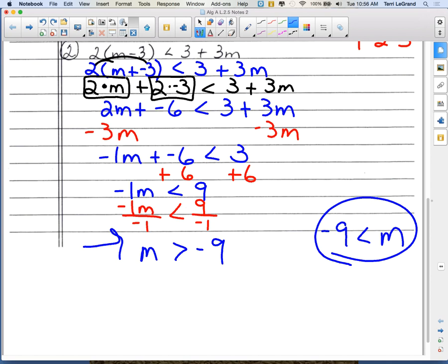Okay, gotcha. Did anybody solve it by subtracting 2m from both sides first? Yeah? Is this what happened? Yeah, I did it. Okay. And then if you want to switch it around so it's friendlier for graphing, it ends up looking like ours.